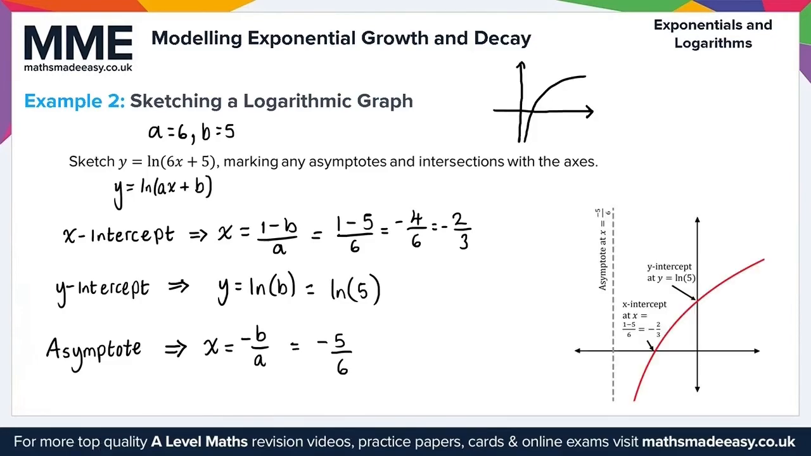And what you should get here is something that looks like this. Again, we've got the correct shape here, as we identified above. And we can clearly see our y-intercept here at y equals the natural logarithm of 5, and our x-intercept here at x equals 1 minus 5 over 6, giving us minus 2 over 3 there. And finally, we also have our asymptote here at x equals minus 5 over 6. So that gives us our solution there to example 2 on sketching a logarithmic graph.